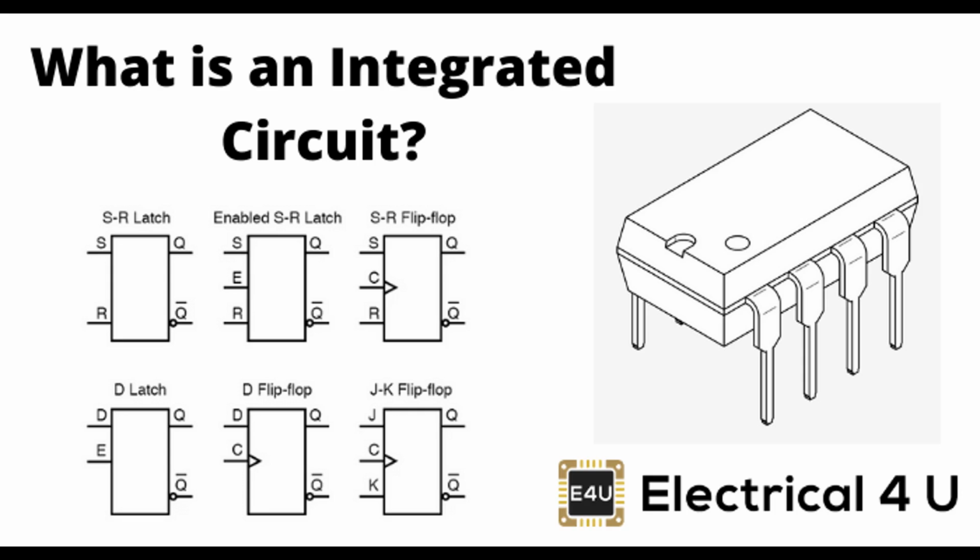XNOR gate, exclusive NOR. Function: the XNOR gate is the complement of the XOR gate. It produces an output of 1 when an even number of its input signals is 1. Truth table: A, B, A XNOR B. 0, 0, 1. 0, 1, 0. 1, 0, 0. 1, 1, 1.